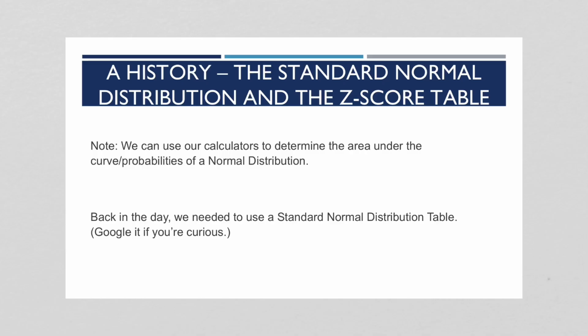First, a quick history on the standard normal distribution and the z-score table, and I really do mean a very quick history. I just want you to note that we can use our calculators to determine the area under the normal curve for probabilities concerning a normal distribution. But back in the day, we needed to use a standard normal distribution table. And if you're curious as to what that looks like, feel free to Google it. If I am able to, I will also link it in our course. But just so you know, utilizing the calculator allows us to be a little bit more detailed where we are kind of restricted with the table.